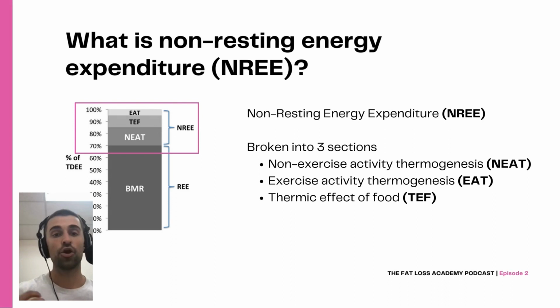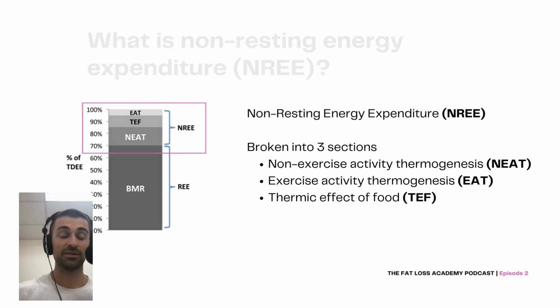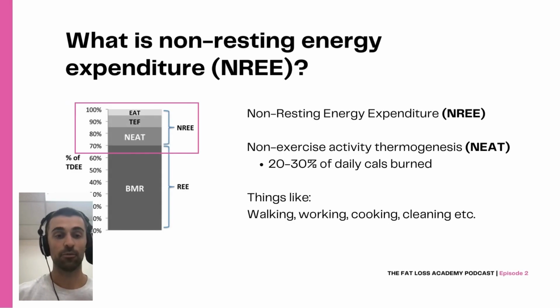And then we have our non-resting energy expenditure. All right, and we can break this up into a further 3 sections. All right, so we have our non-exercise activity thermogenesis, which is NEAT. We have our exercise activity thermogenesis, also known as EAT, and then we have the thermic effect of food, so TEF. So I'm going to talk about each one of those sections individually.